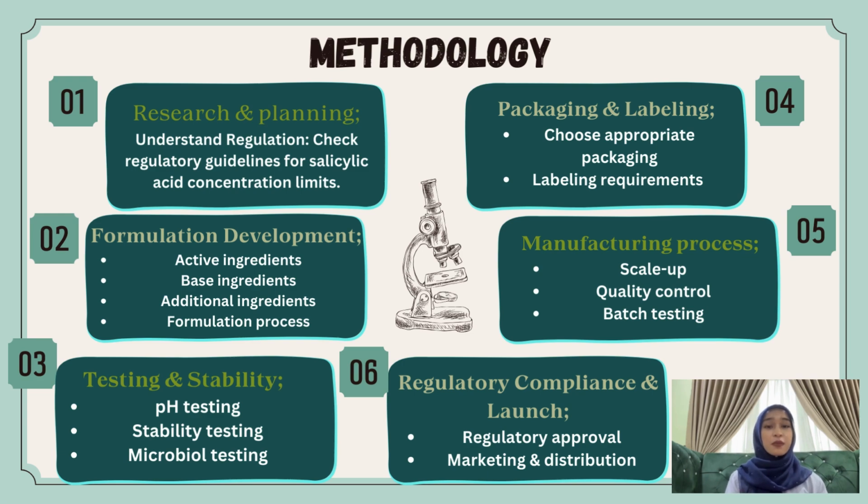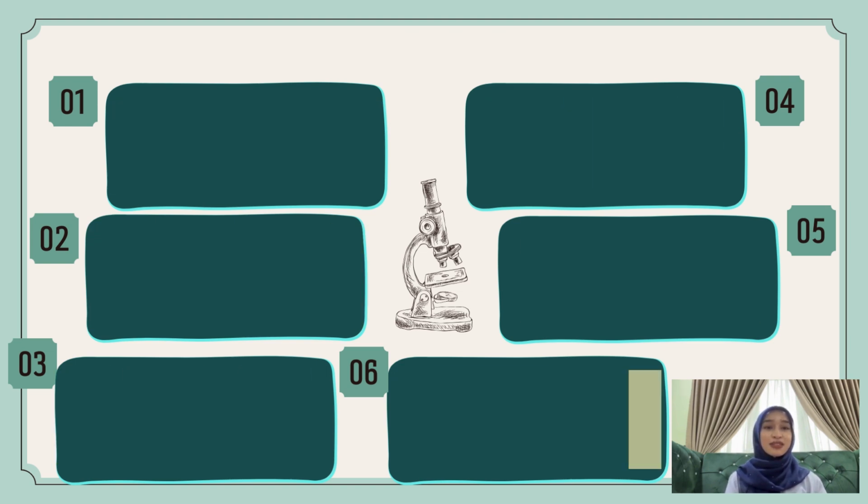Next, manufacturing process. Scale up. Adapt the formulation for large-scale production. Quality control. Implement quality control measures at each step of the manufacturing process to ensure the safety. Batch testing. Perform final testing on each batch to ensure it meets quality standard. Last but not least, regulatory compliance and launch.